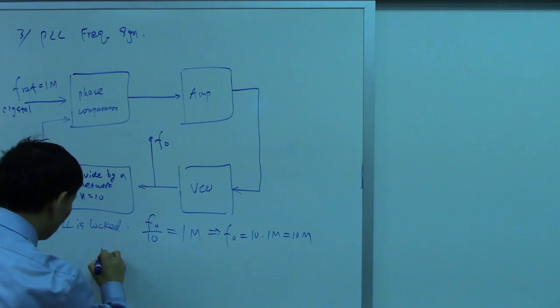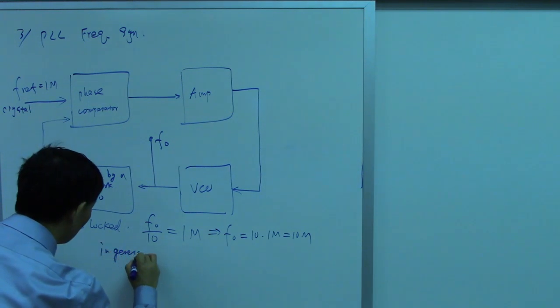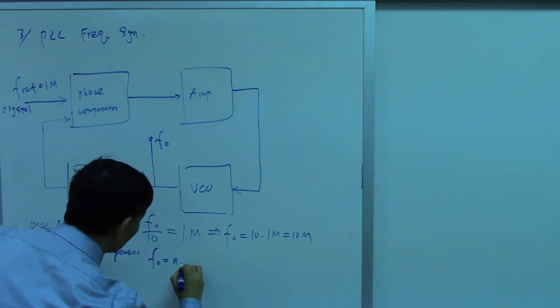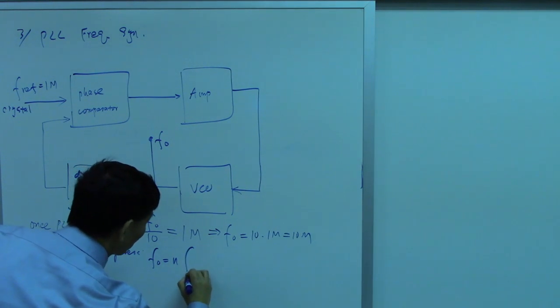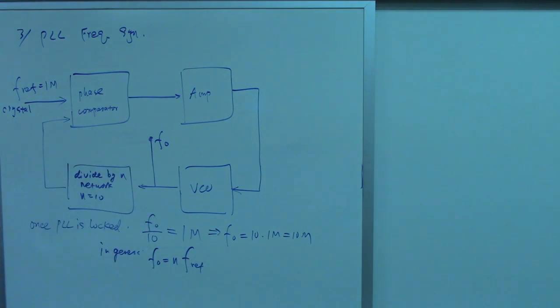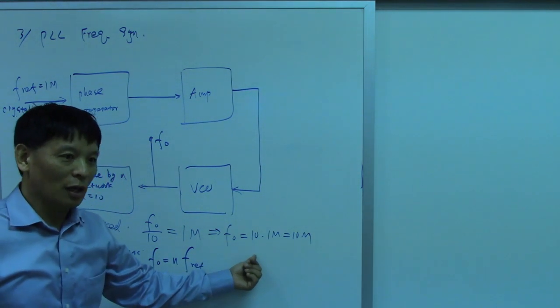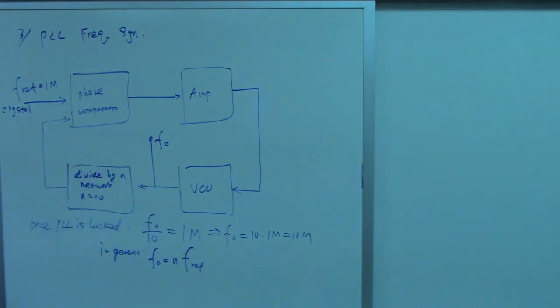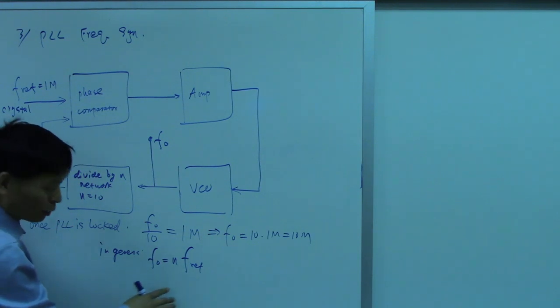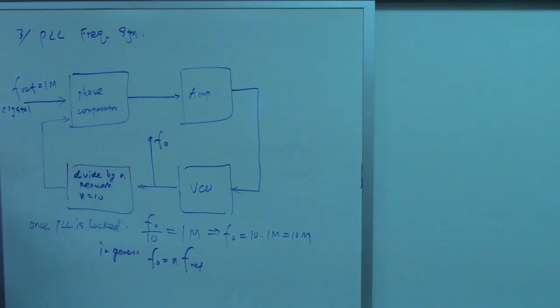In general, F0 will equal n times the reference frequency, right? This is the reference frequency. This is the network n. So n can be anything. This reference frequency can be anything. Okay, that's it. See? You choose your reference frequency, you choose your factor n, you generate multiple frequencies. For example, you can by any method control this n and change this n, then you change this frequency.